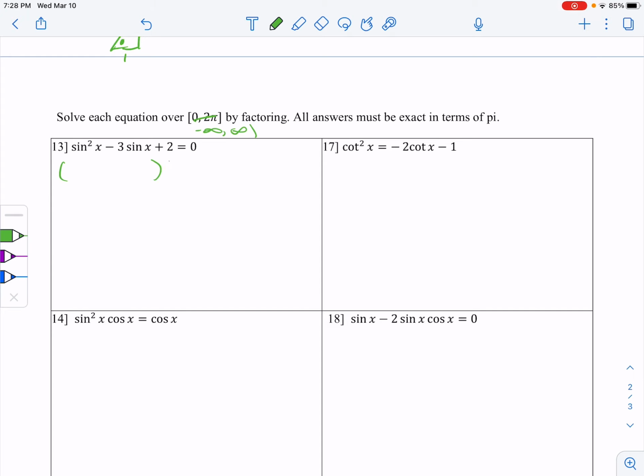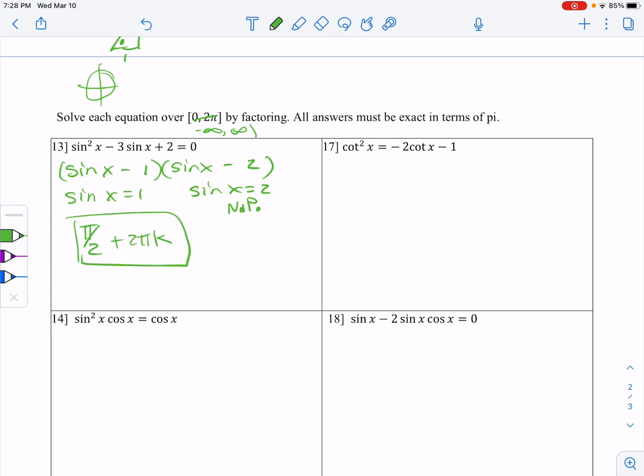So you factor. And remember, when you factor, it's always set equal to 0. Can't believe I said that in honors pre-cal, but I did. I need a -3 in the middle, so they're both negative. So I have the sine of x equals 1 and the sine of x equals 2. Well, I know this is not possible. Sine value can never be greater than 1. Here, when's the sine equal 1? It's pi over 2. And you have to go all the way around the circle to get back to it, so it's plus 2 pi k. So don't forget the plus 2 pi k because we changed our interval.